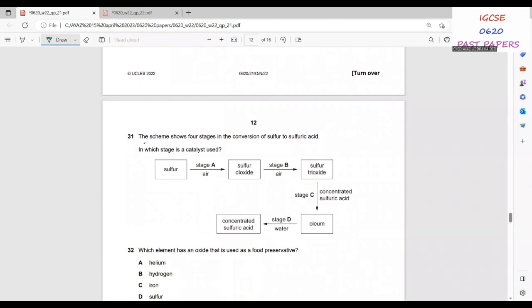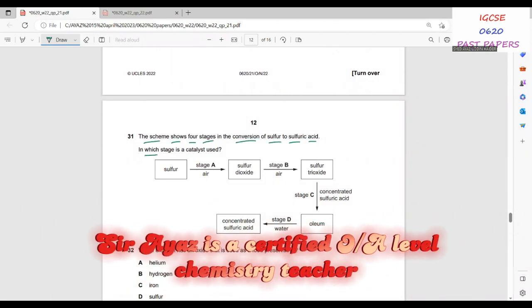31. The scheme shows 4 stages in the conversion of sulfur to sulfuric acid. In which stage is the catalyst used? We have sulfur to sulfur dioxide, stage A. No. Sulfur dioxide to sulfur trioxide, yes, stage B. So B must be the right answer.